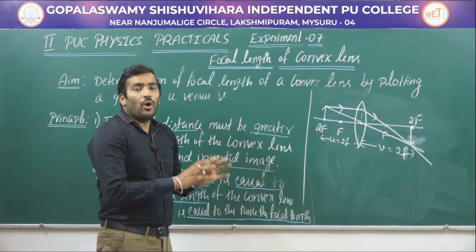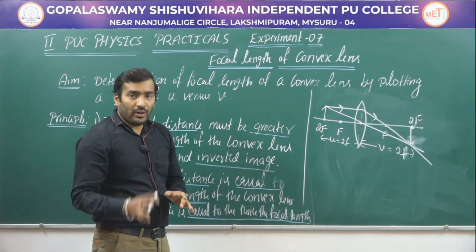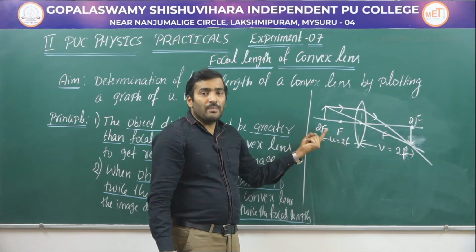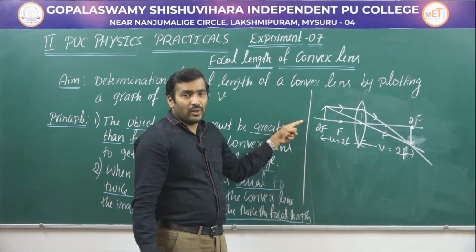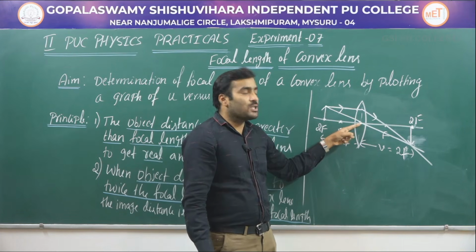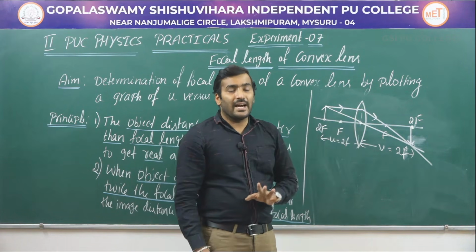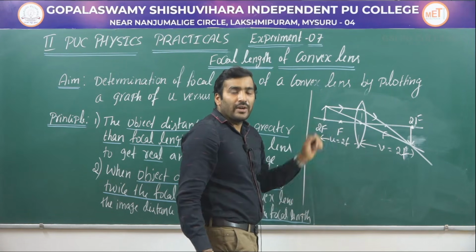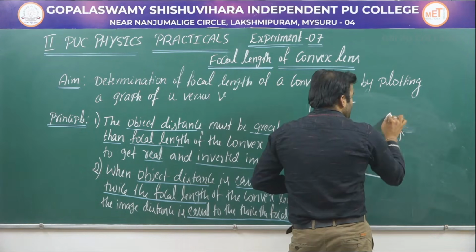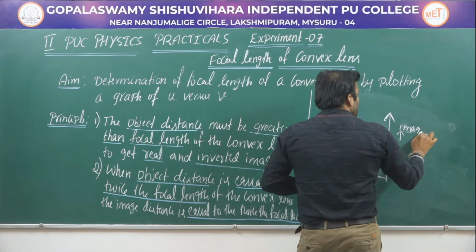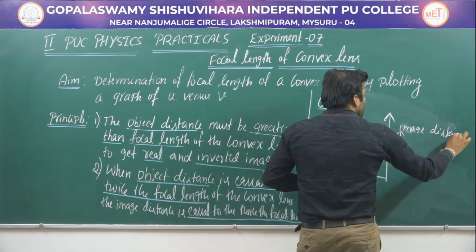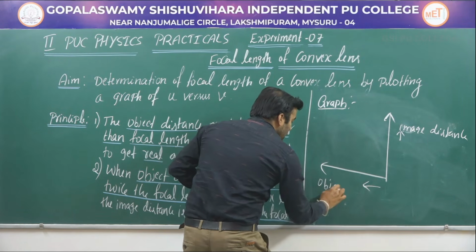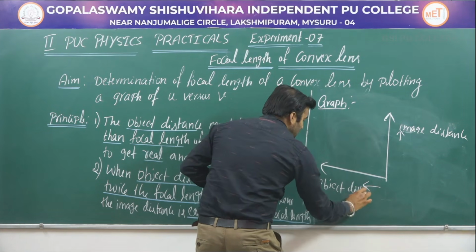For the different values of object distance and image distance, how do you plot a graph? The object distance should be considered as negative because it is towards the left side of the lens, and the image distance is considered as positive because it is towards the right side. So while plotting a graph of image distance versus object distance, along the positive y-axis we should consider image distance because it is positive in this case, and along the negative x-axis, we should consider the object distance.